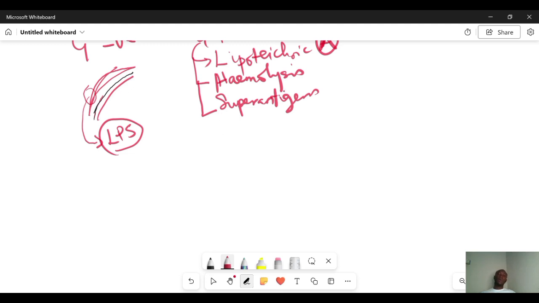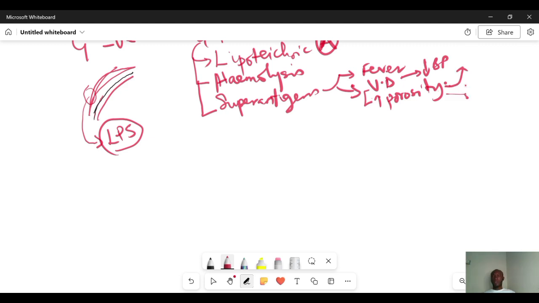Now, when these cytokines are released into the general circulation, they give rise to fever. They cause vasodilatation, and they also increase capillary porosity. So what this does is that, of course, the vasodilatation will reduce the blood pressure, and with this porosity, there is pooling of blood. Blood begins to move out of the intravascular space into the interstitium, and begins to pool there. So this reduces the effective circulating volume.